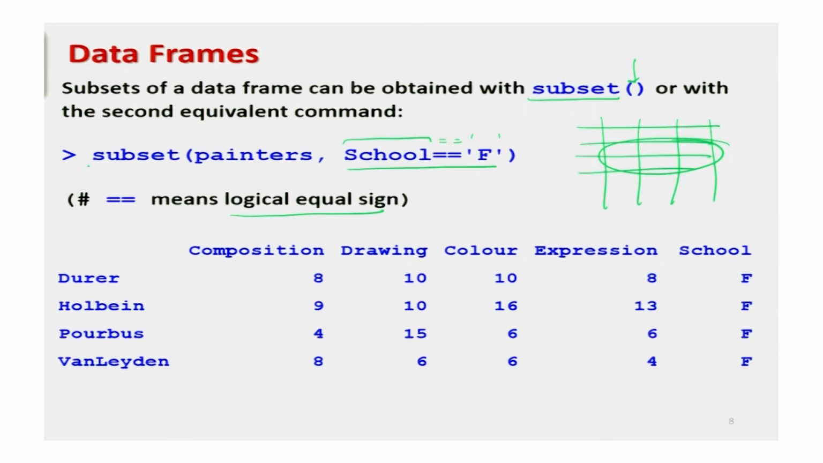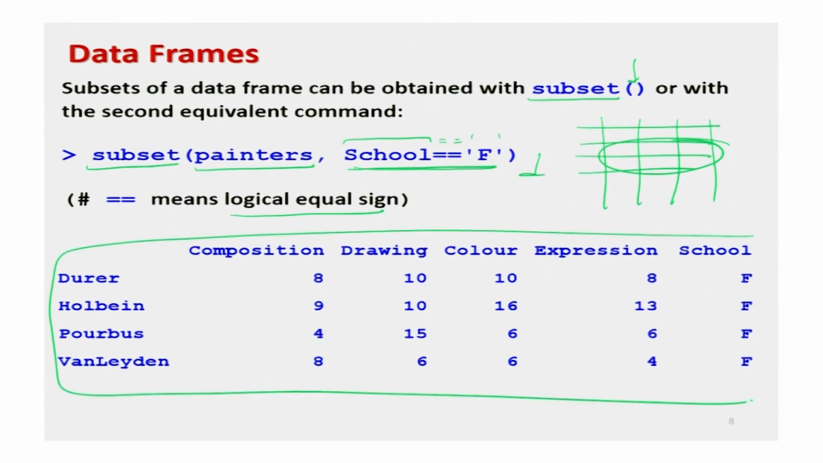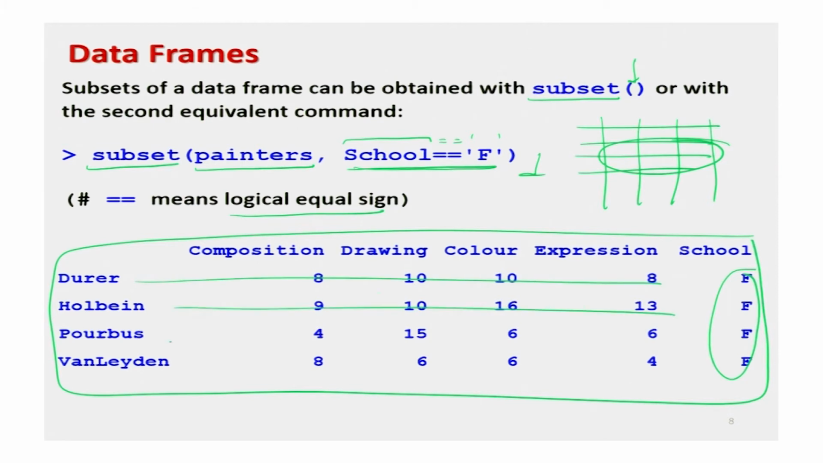So I use the command subset, and then I write the name of the data frame, painters, and after that I have to write the condition. This condition can be anything. For example, if you want to know how many painters there are whose drawing values are more than 10, this type of data set you can extract from the bigger data frame painters. Once you execute it, you will see this outcome. You can see that we have these 4 schools, and this is the same data set which you saw on the R console also.